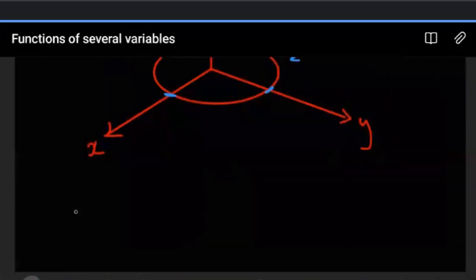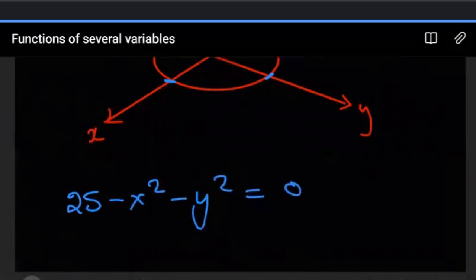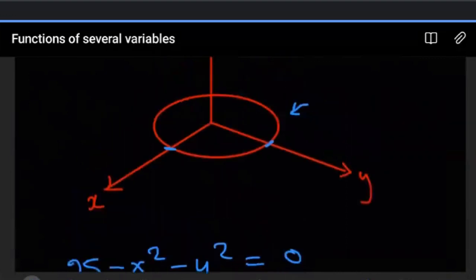So in other words, inside there, we're looking at 25 minus x squared minus y squared equals 0. So for just that circle we have drawn there, we're looking at x squared plus y squared being equal to 25. That is what we have. So this is a circle of radius 5.